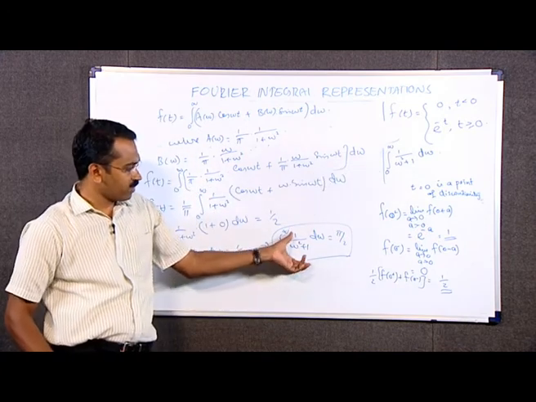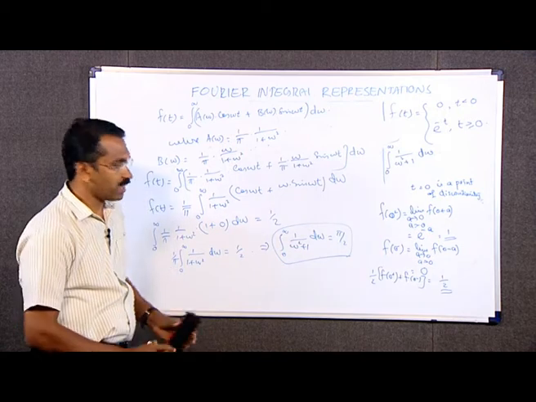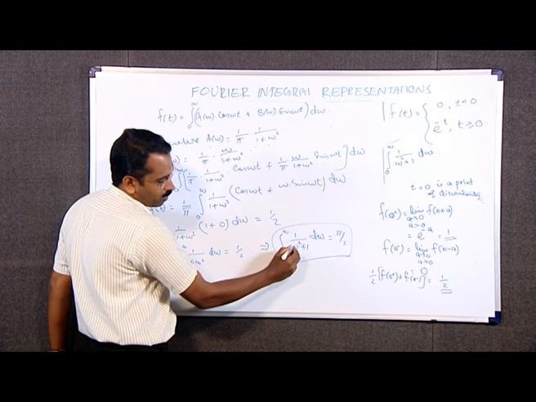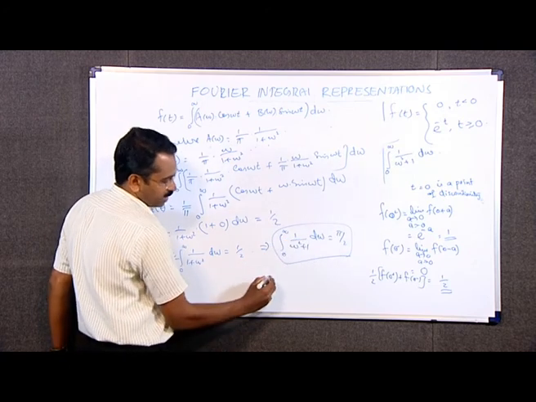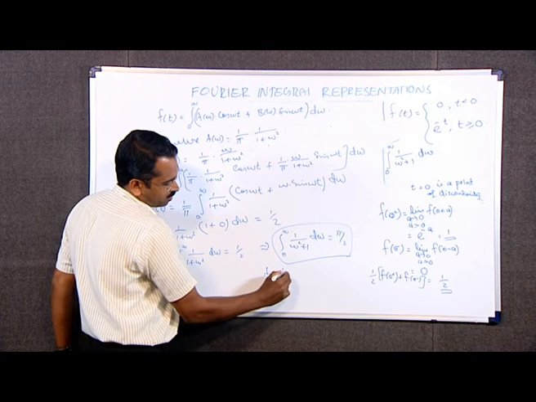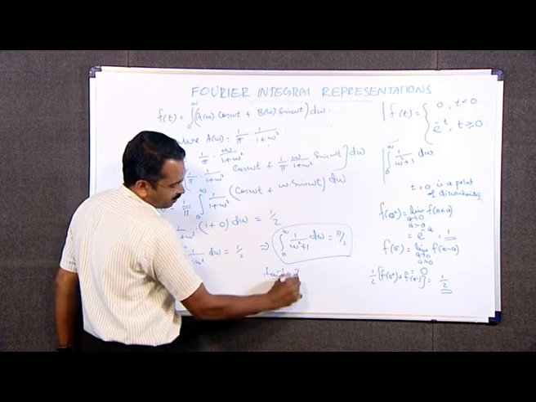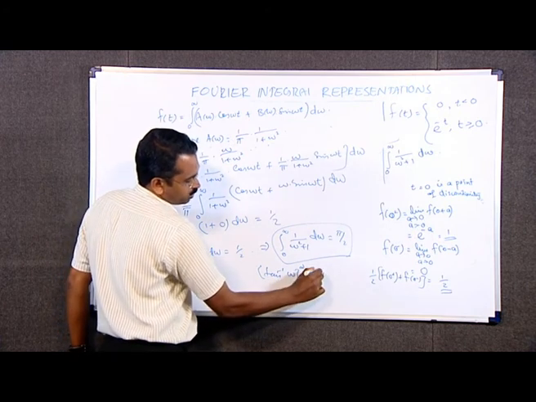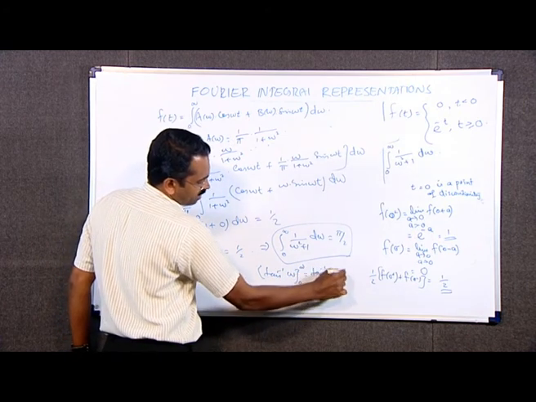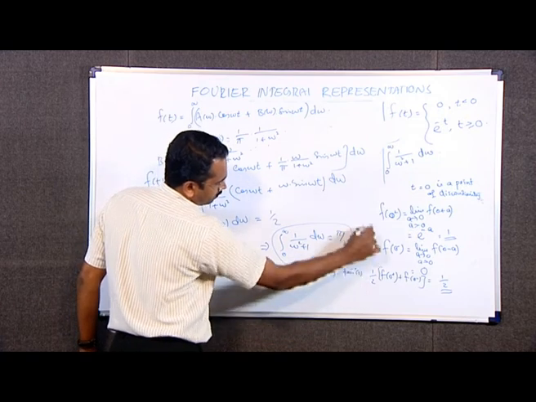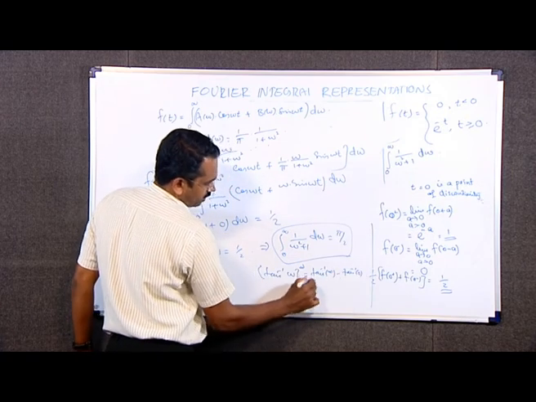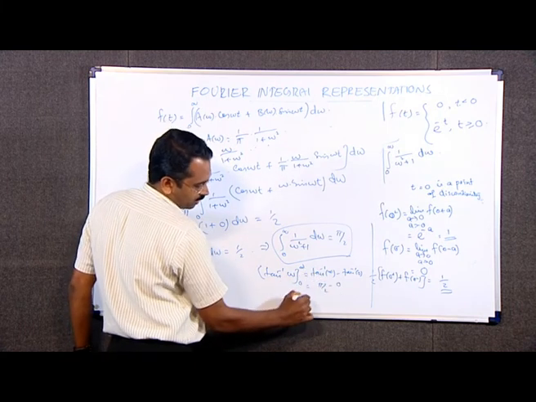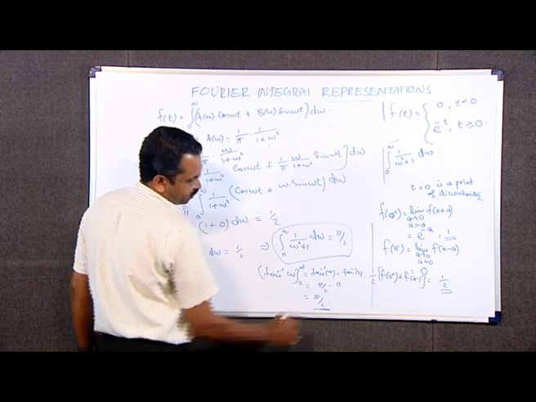We can verify this value by actual integration. We get integral 1 by omega square plus 1 d omega is tan inverse omega between the limits 0 and infinity, that is equal to tan inverse infinity minus tan inverse 0. That is, tan inverse infinity means pi by 2, tan inverse 0 is 0, so the value is pi by 2, which is true.